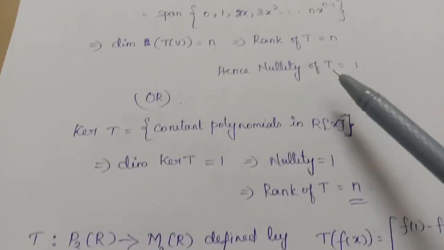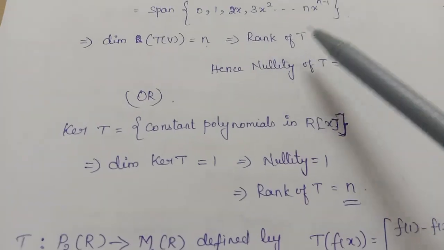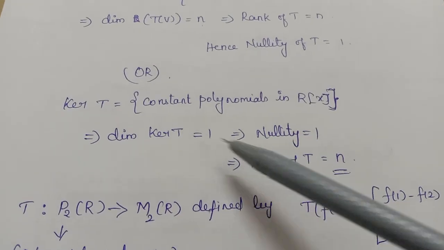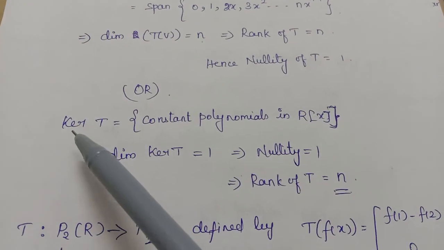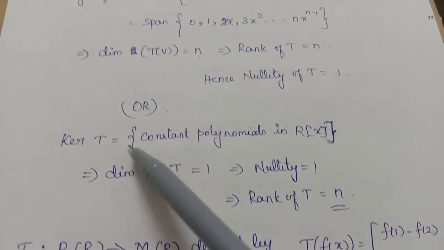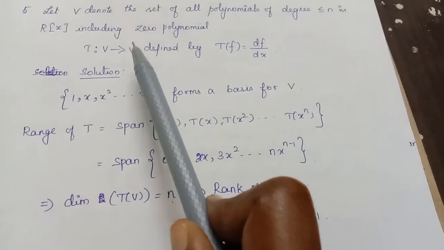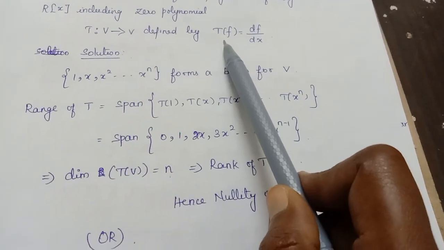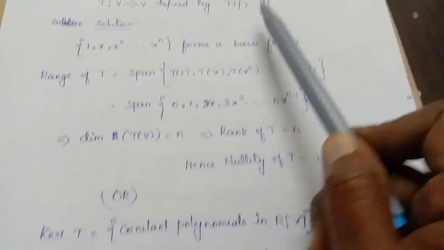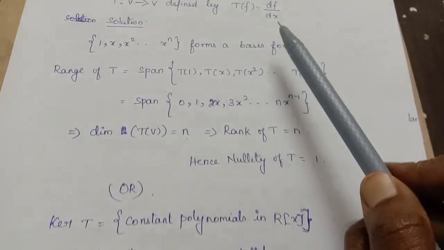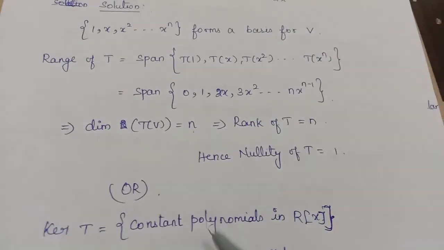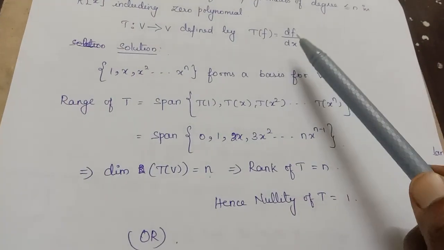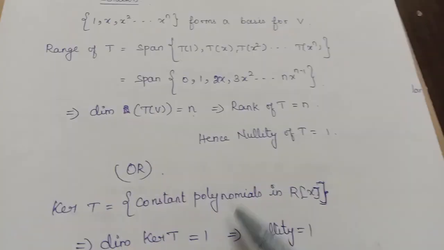So let me find the nullity directly. Okay, either you can follow this way or this way. Here, see, I am going to find the nullity. For finding the nullity, I have to find the kernel. Kernel means the set of elements of V which are mapped to 0. Look at the definition of T. What is T? Differentiation of the polynomial. When will you get 0 for a polynomial? While differentiating, only for constant polynomials. That is, when you differentiate a constant polynomial, you will get 0.